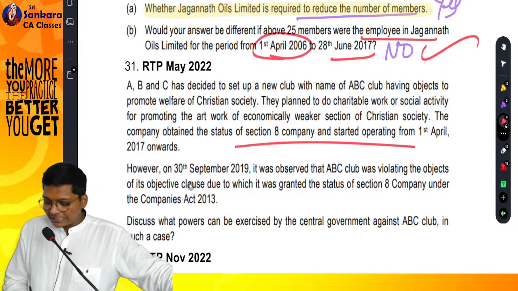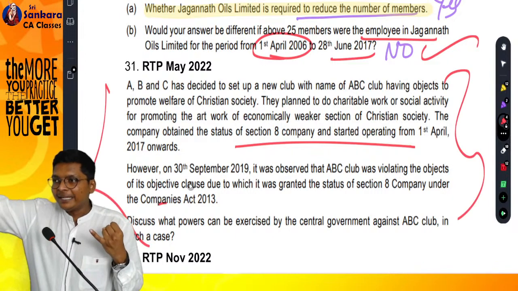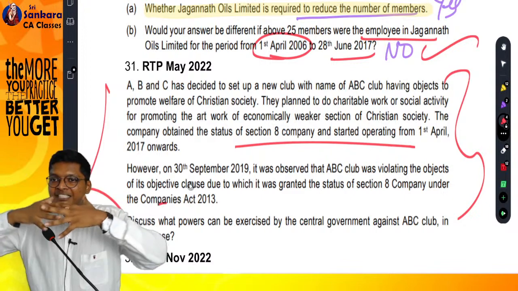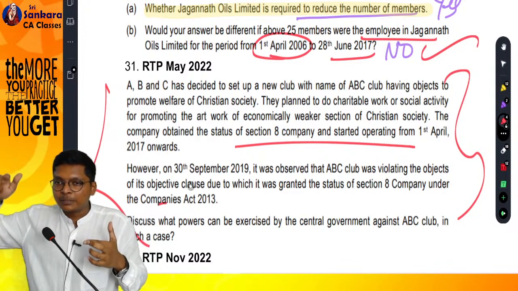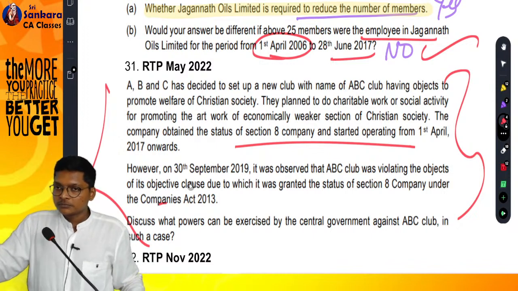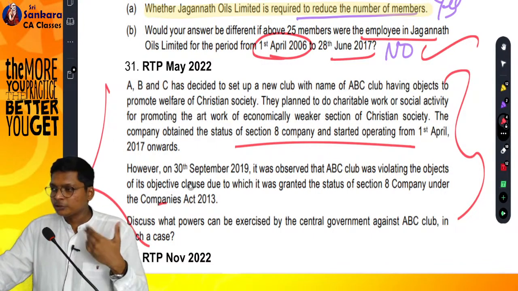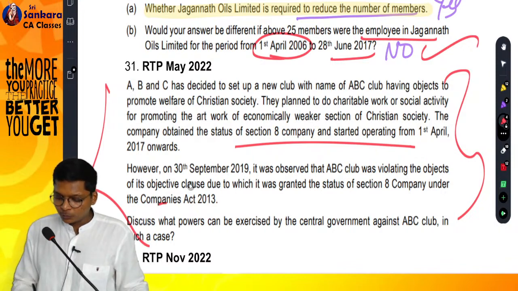When you don't follow conditions in Section 8, the government can order for three things: order for winding up, order for merging with some other Section 8 company with similar objects, or change the management, or convert the Section 8 company to a private or public limited company. These are the solutions. Straightforward, direct question.